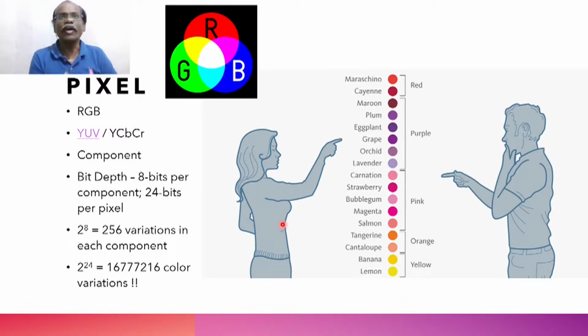Y is called the luma component. U and V are chroma components. Both are chroma components. U represents the blue component, V represents the red component. So I'll show you one small video about YUV.